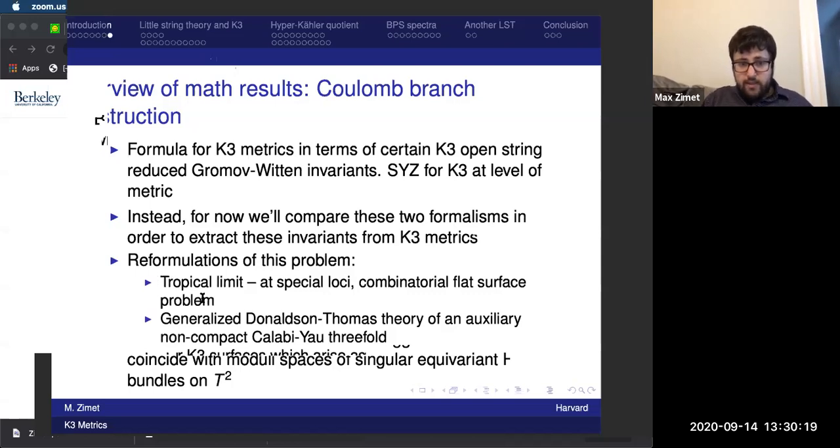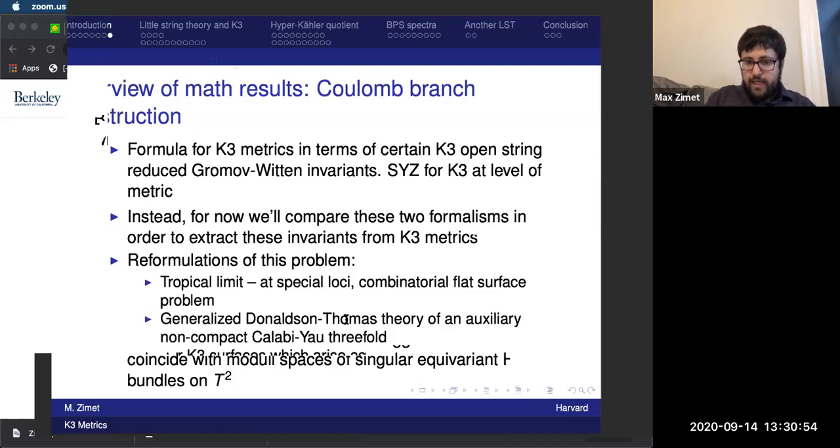Okay, this way is very familiar to mathematicians. This is just saying our open string Gromov-Witten invariants are going to be associated to holomorphic curves in K3 with boundary on some elliptic fiber. And so there's a tropical limit of that problem where it looks like you're just looking at little string webs on the base of an elliptically fibered K3 surface. So I'll call that the tropical limit.